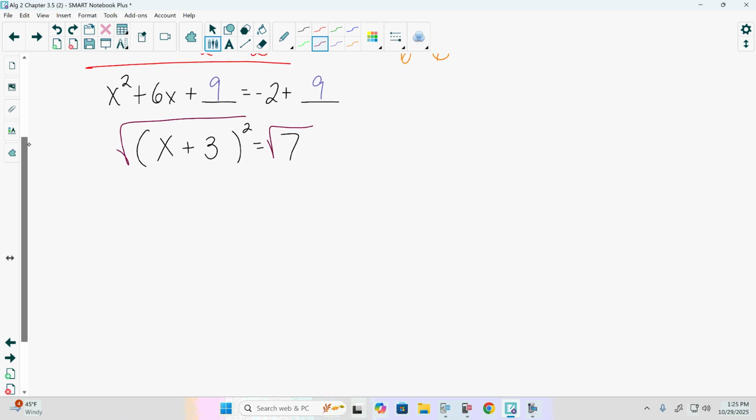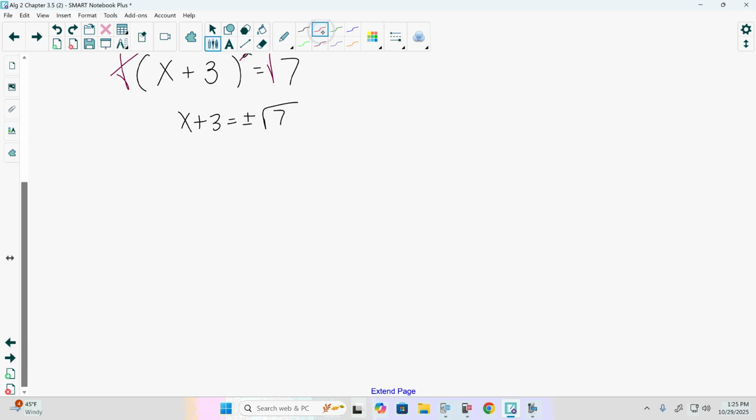Square root both sides. Here the square root and square will cancel, telling us that x plus 3 is equal to plus or minus the square root of 7. Last but not least, we need to get x by itself, so we're going to subtract 3 from both sides, telling us x is equal to negative 3 plus or minus the square root of 7. Questions on this here?